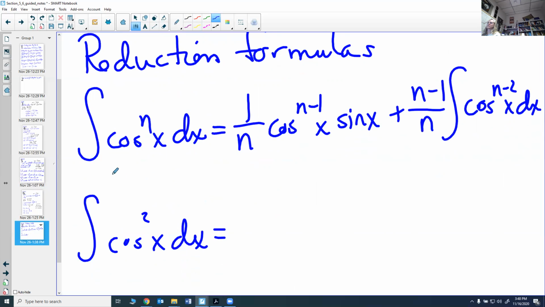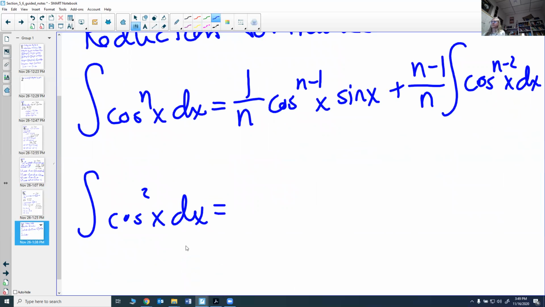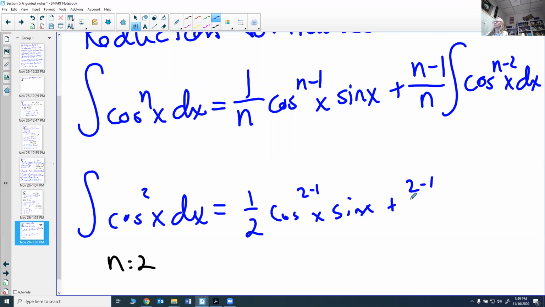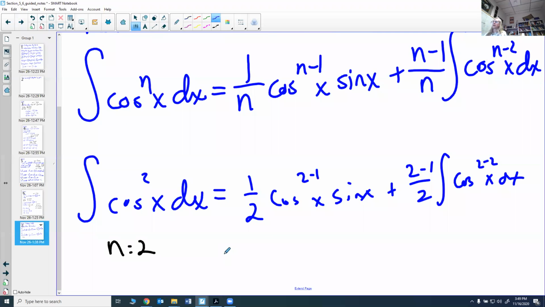I'm actually going to just use it. So here I have the integral of cosine squared of x dx, and I'd like to find out what that integral is. So if I want to find out what that integral is, I'm going to think about this as using this reduction formula. I know I have cosine squared of x dx. That means my n is 2. So in this formula, everywhere I see an n, I'm going to put a 2. So I have 1 over 2 cosine of x to the 2 minus 1, sine of x, plus 2 minus 1 over 2, the integral of cosine of x to the 2 minus 2 dx.